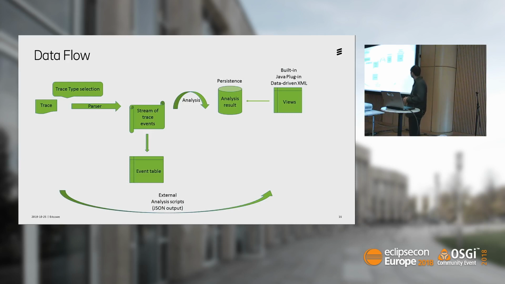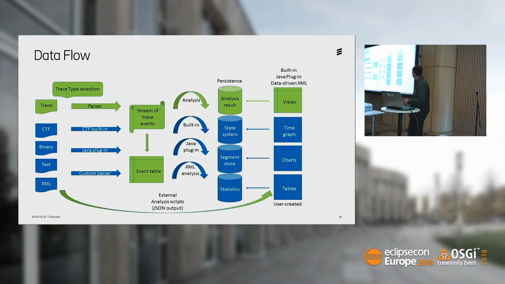From there, we can provide more analysis, looking at each field content and trying to analyze what's going on. That result is stored in some intermediate representation, mainly on disk, and then there are views that take that data and visualize it.